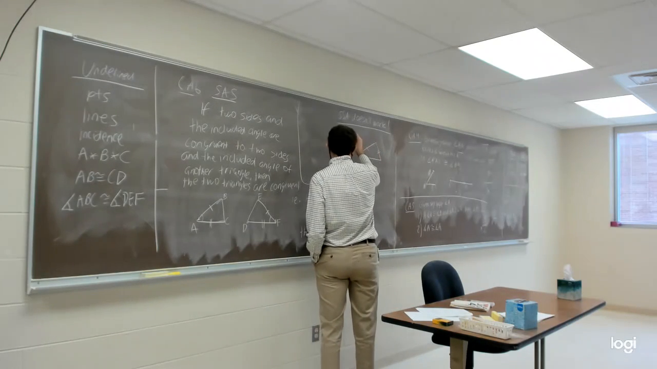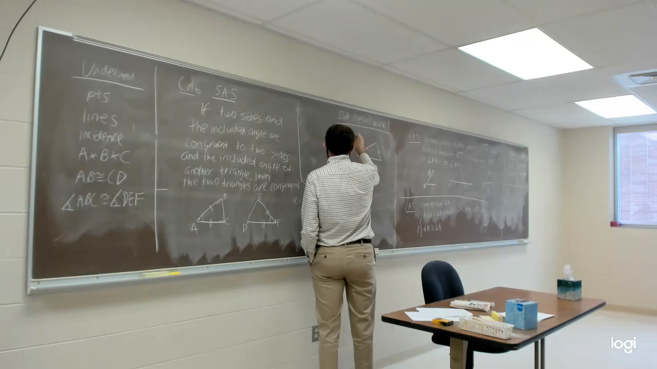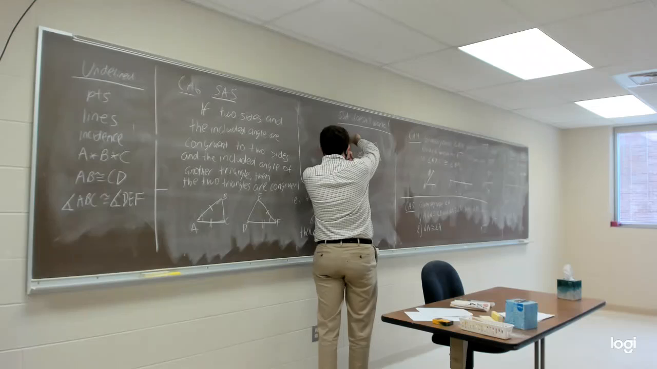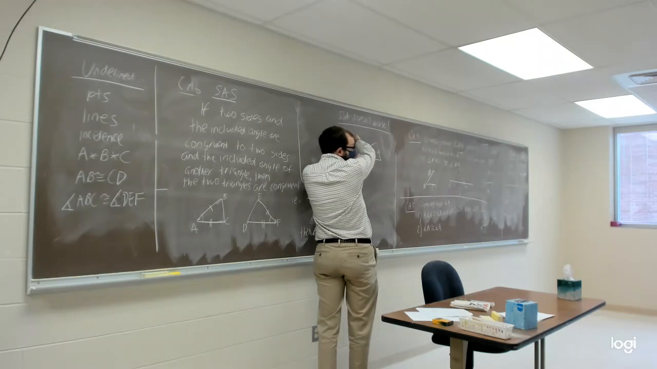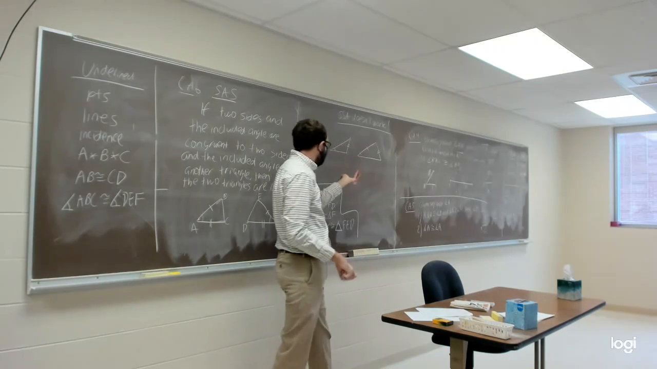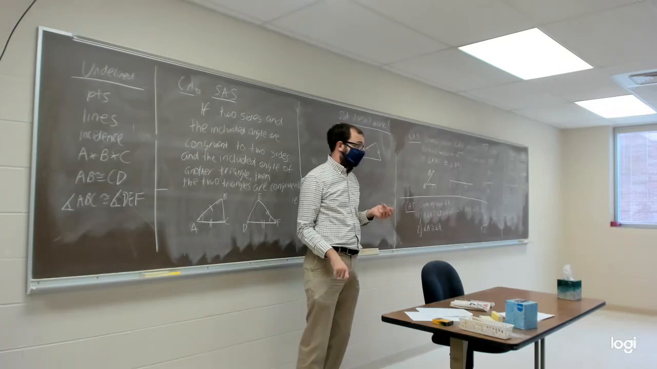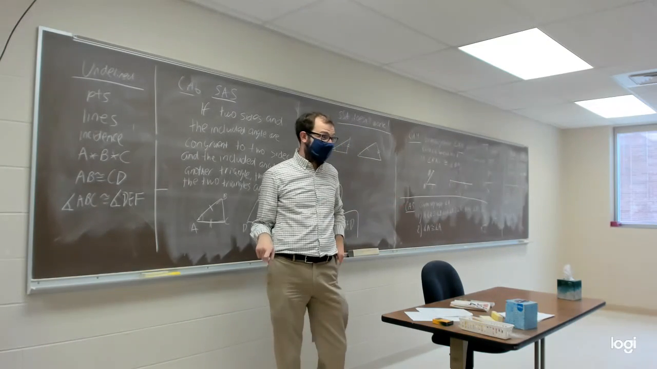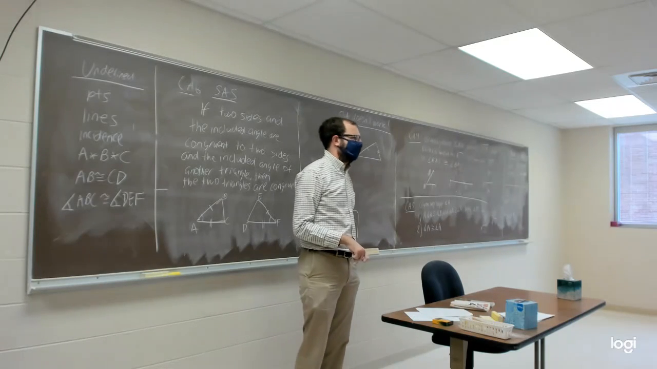If I really wanted to make it clear, I could just extend this one out by taking this side and rotating it around a little bit. You can have two pairs of matching sides and a matching angle, but the two triangles still do not end up being congruent to each other.